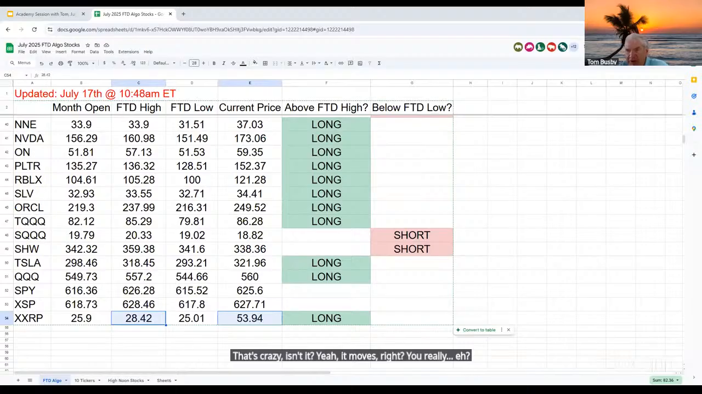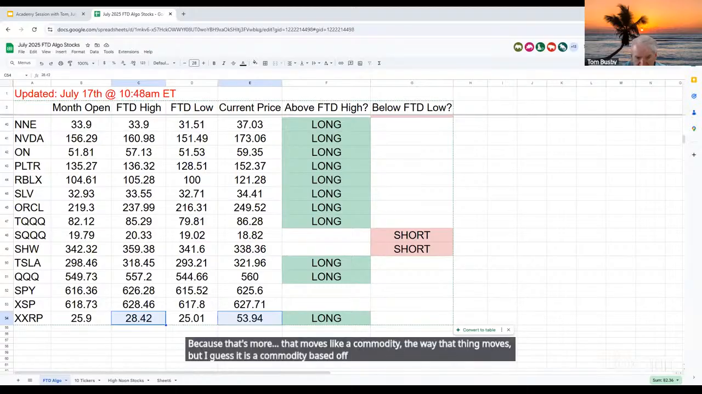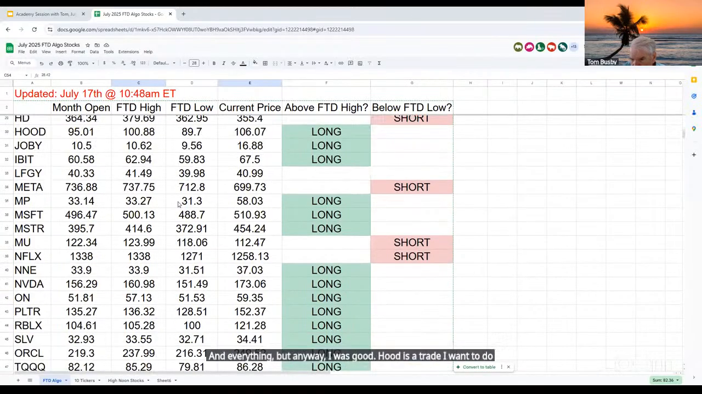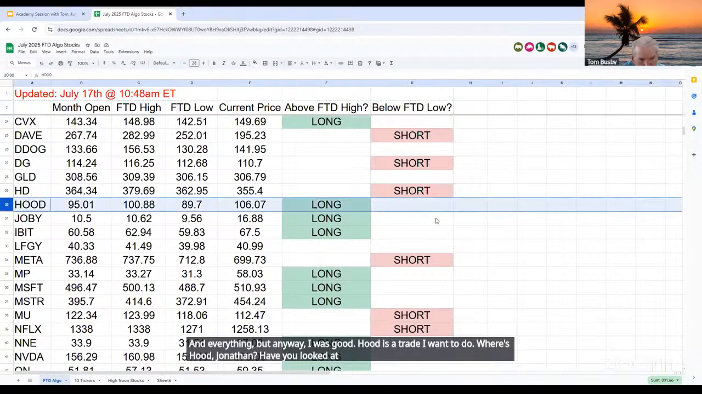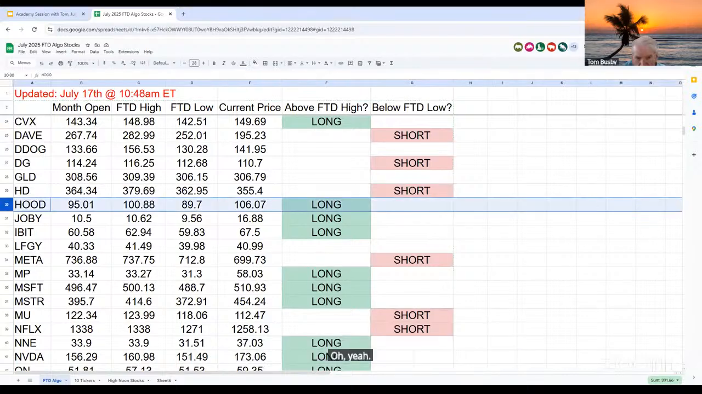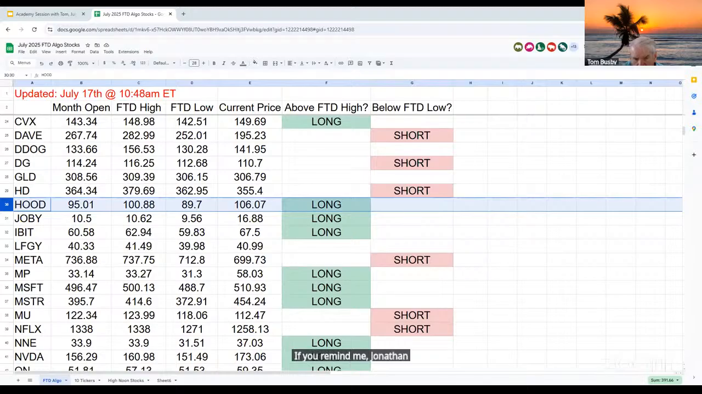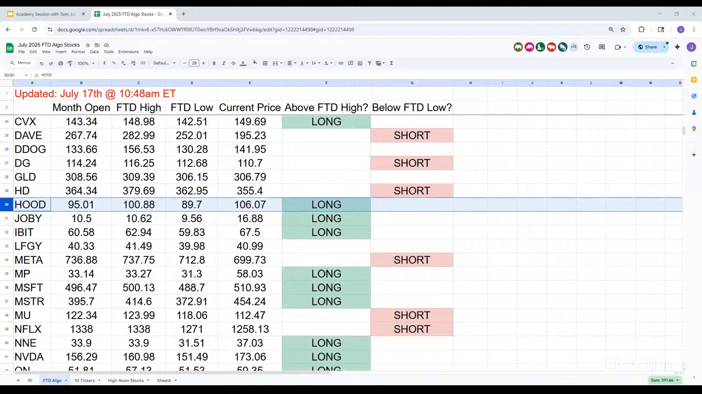That moves like a commodity the way that thing moves. Well, I guess it is a commodity based off Ripple and everything. But anyway, I was good. Hood is a trade I want to do. Where's Hood, Jonathan? Have you looked at Hood today? Oh yeah, look at it. Current price 106. I definitely want to do that trade after Genesis. That's a Genesis trade today. If you remind me, Jonathan, okay? On Hood. Hood. I got the reminder. Okay.